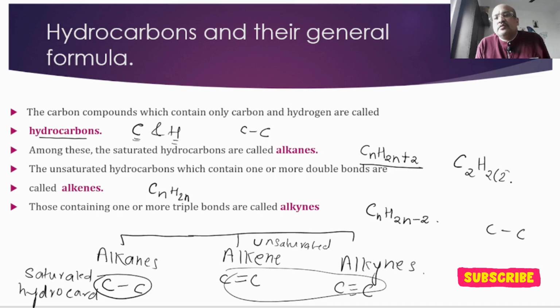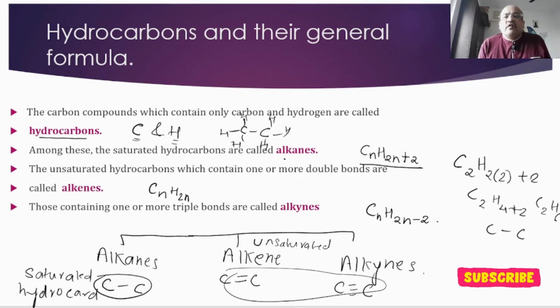2 into 2 plus 2. How much will it be? It will be 4 plus 2, so that is C2H6. Here you will see carbon is tetravalent: 1, 2, 3, 4, 5, 6. I'll just replace these with hydrogens everywhere and you'll see 6 hydrogens are there. So C2H6, this formula fits for alkanes, and that we need to remember.